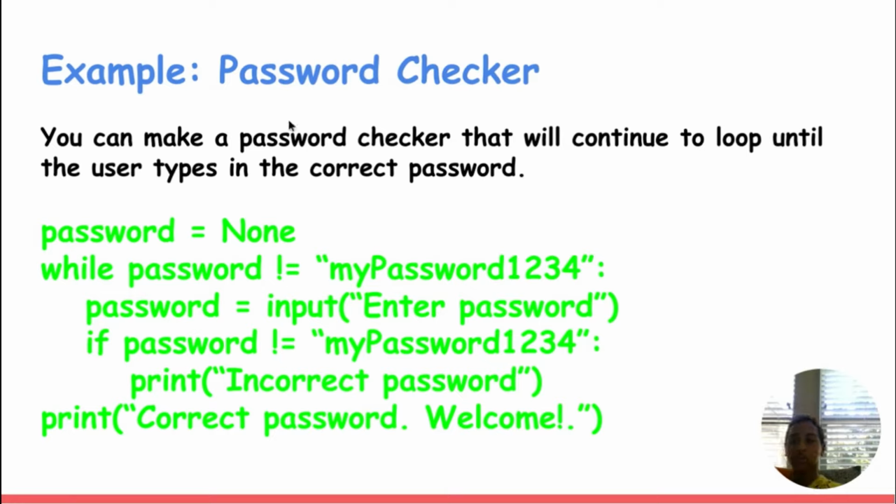Here's a password checker. You can make a password checker that continues to loop until the user types in the correct password. Password equals None. None means empty. While password is not equal to my password 1234, password equals input, enter password. If password is not equal to my password 1234, then print incorrect password. And then if it is correct, then print correct password. Welcome.